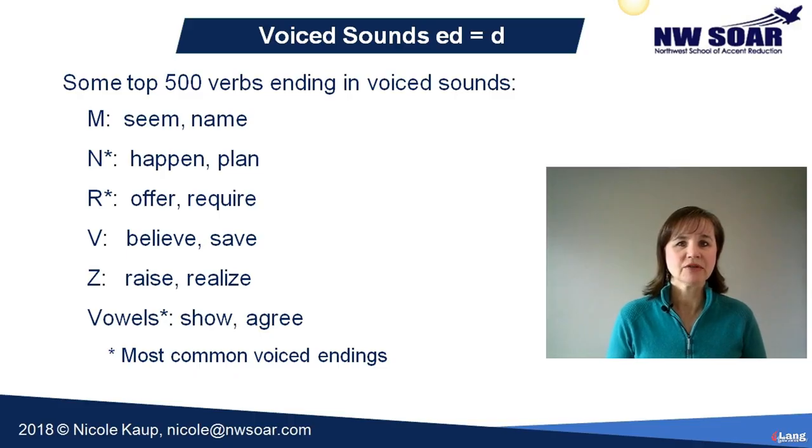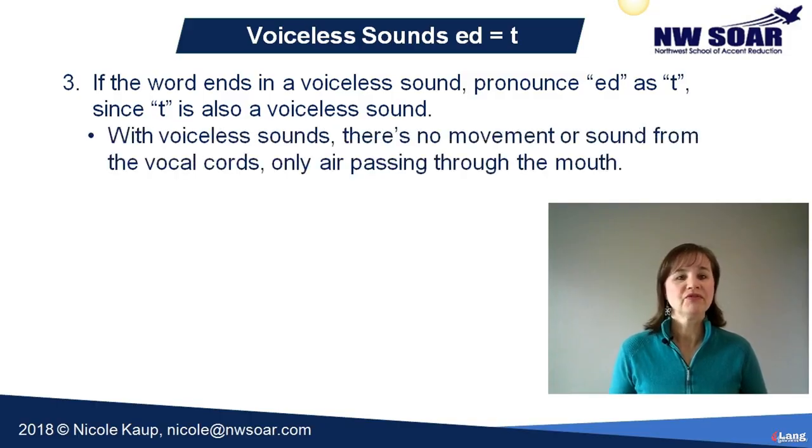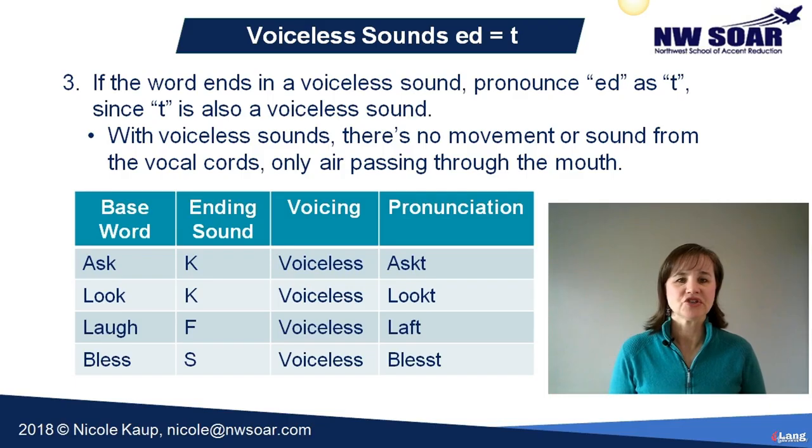Notice that the N sound, the R sound, and the vowels all have a large number of words ending in those sounds. And our third rule, if the word ends in a voiceless sound, pronounce the ED as T, since T is also a voiceless sound. With voiceless sounds, there is no movement or sound from your vocal cords. There is nothing felt here. There is only air passing through your mouth. Take a look at these as examples.